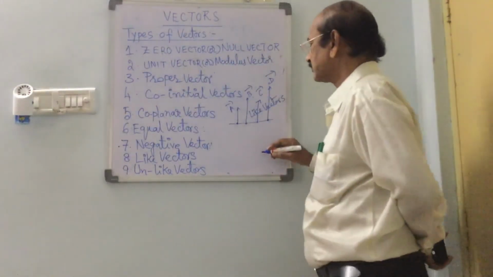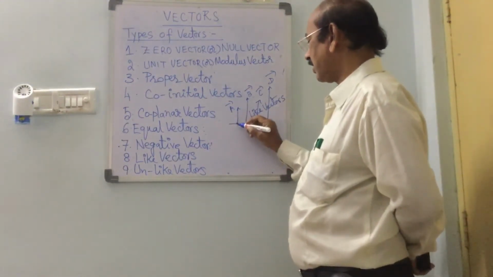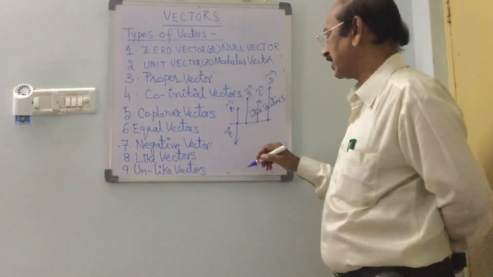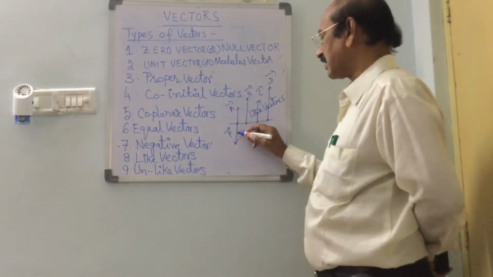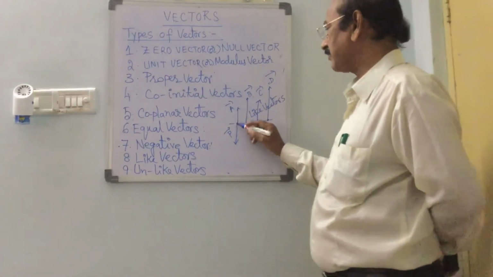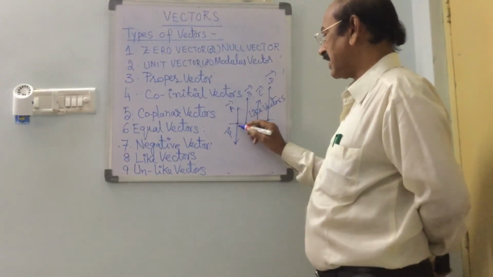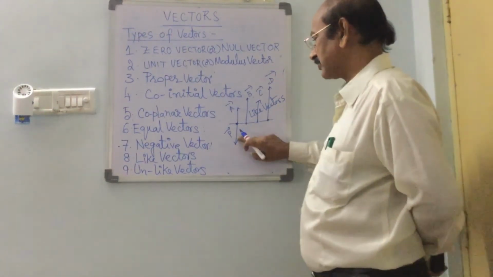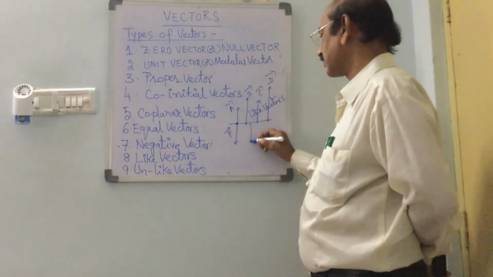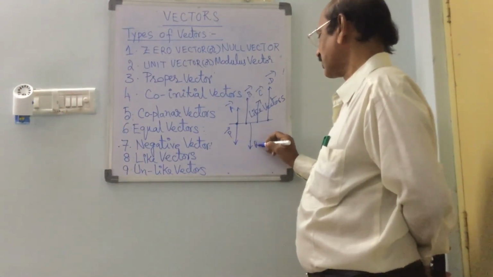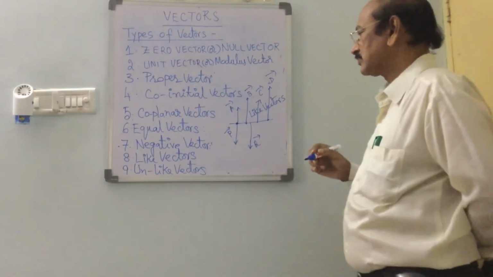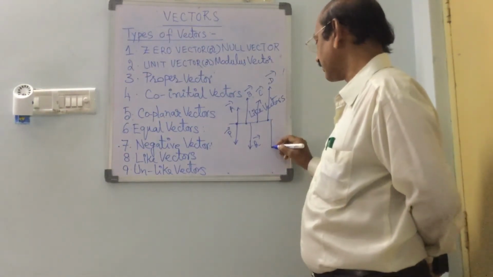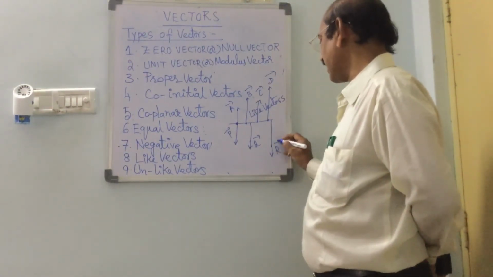Consider another vector p bar which is in the opposite direction to a bar. So when we consider this p bar with reference to a bar, then it is directed in the opposite sense, that is vertically down. So here p bar and q bar and r bar are known as unlike vectors.